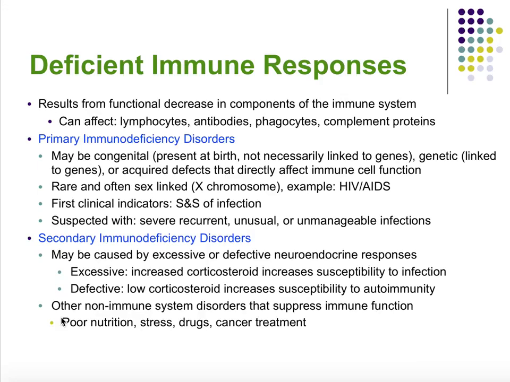Okay, lastly, other contributing factors to immunodeficiency disorders include poor nutrition, stress, drugs, and cancer treatment. So these are all things that can suppress the immune system. But notice in all of these, the immune system itself is not the issue. There's something else. You have bad nutrition, and that's why you're not making your immune system. Or you're getting treated for cancer, and your bone marrow is being suppressed, and that's why you're not making your white blood cells. So it is a secondary disorder.